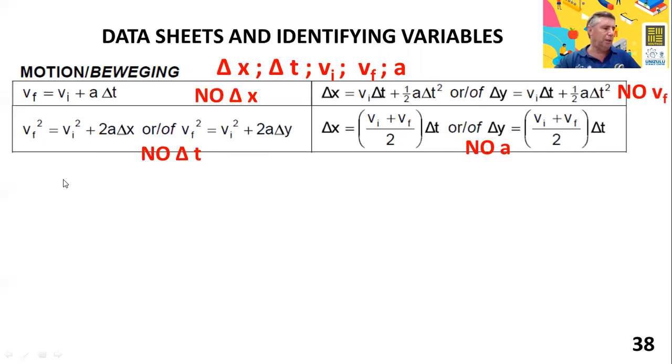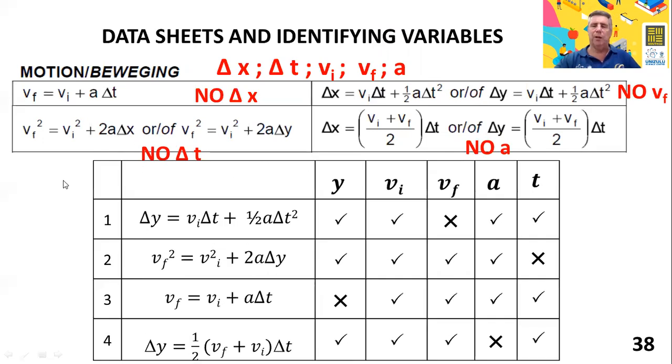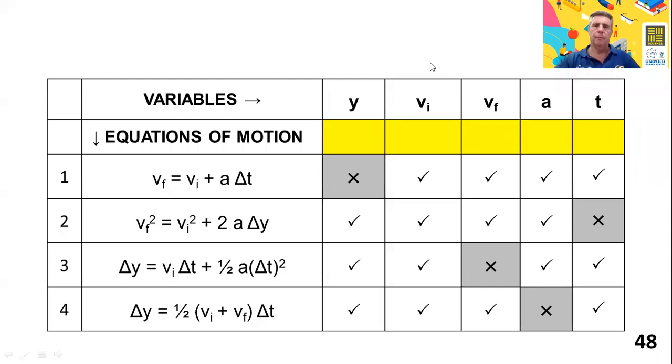So we can actually put these in a table, and you'll find this table on page 48 in your booklets. We're combining the data sheet from page 38 and this table you find on page 48. There are the four equations of motion. There are the five variables, and we've put ticks or crosses depending on whether that variable is found in the equation of motion or not. So this is the table on page 48.